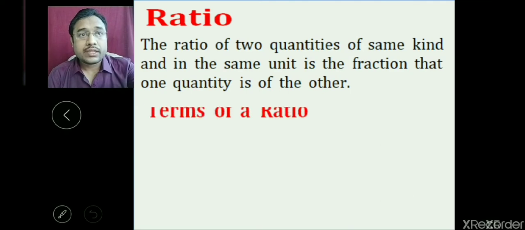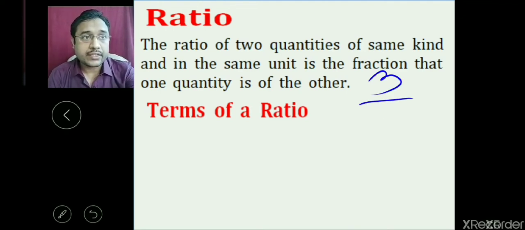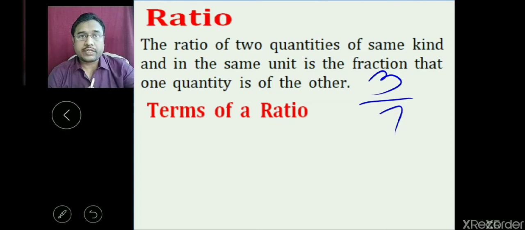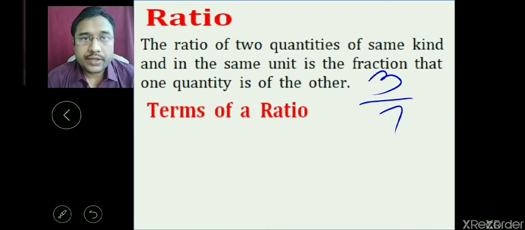Then, terms of the ratio you can understand here. Suppose 3 out of 7, we can write 3 is to 7, one quantity of the other. It is a fraction only, that one quantity is of the other. So 3 out of 7, this we can write as 3 is to 7.